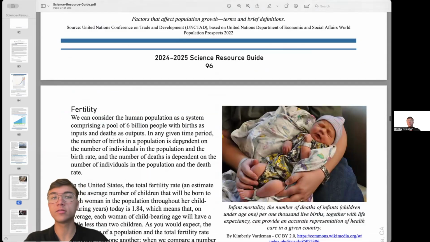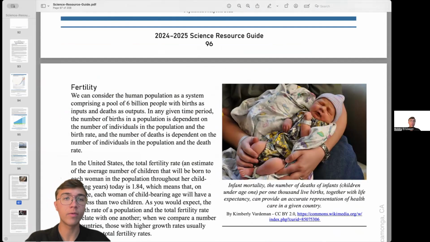So first, we're going to take a look at fertility here. So we can actually look at all of humans as 8 billion people. They did a typo here. They actually pointed that out in one of their corrections. But we have a pool of 8 billion people. We have births and deaths as inputs and outputs, and it can be dependent on the birth rate and death rate. Now, the question is, how do we determine the birth rate?